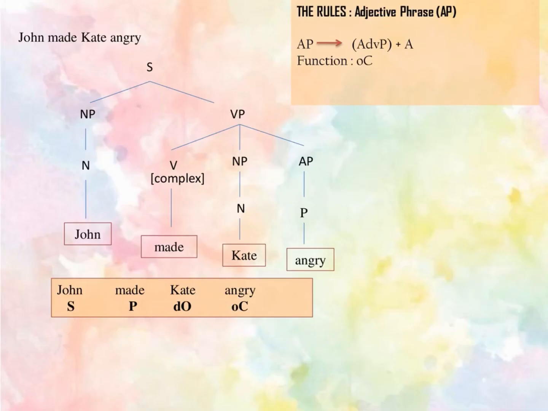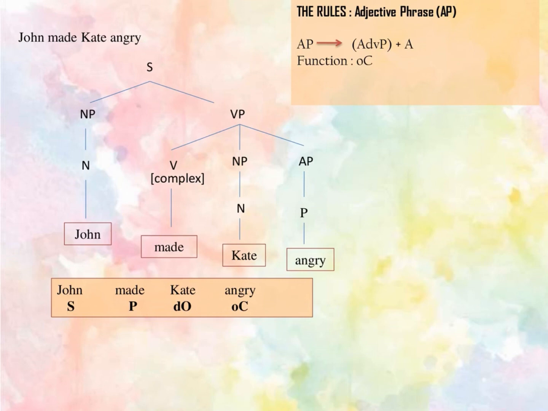The rules of the adjective phrase. An adjective phrase consists of an adverb phrase plus an adjective, functioning as an object complement. The tree diagram of the adjective phrase. For example, John made Kate angry. John is the noun phrase or subject. Made is the predicate or the verb phrase. And Kate is the noun phrase or direct object. And angry is the adjective phrase or object complement.